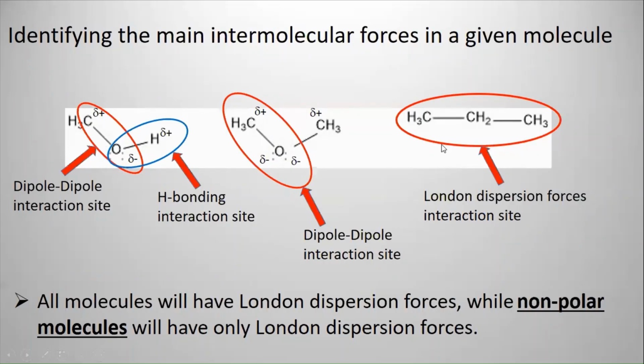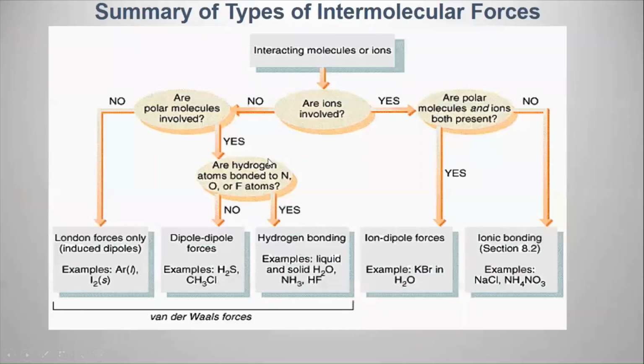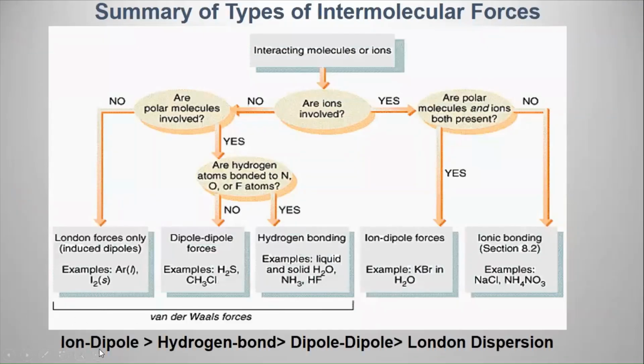So comparing these three, which of these three molecules has the strongest interactions? It will be the one on the left-hand side, the alcohol. Why is the alcohol stronger? Because alcohol has dipole-dipole and it has hydrogen bonding. This one has only dipole-dipole. So what is the order of the strengths? The ion-dipole comes first, followed by hydrogen bond, followed by dipole-dipole, and the weakest is London dispersion forces.